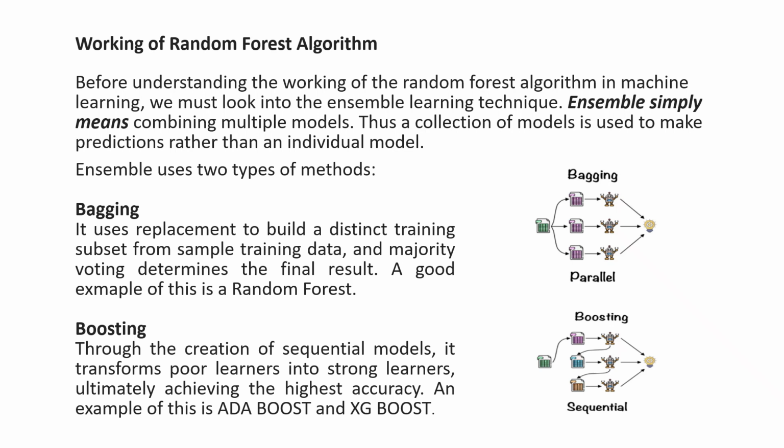What is bagging? Bagging uses replacement to build distinct training subsets from the sample training data, and majority voting determines the final result. So it starts working on the data sets we give as input and starts training on them. As the process goes on, it finds which option is getting the majority vote. That majority vote will act as the final result.